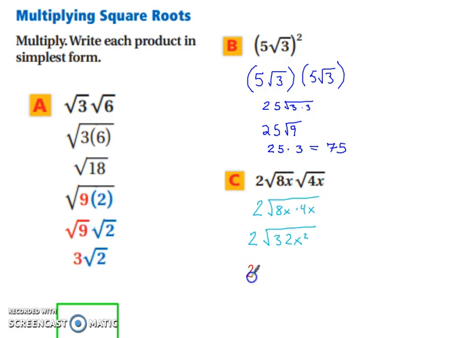So we have 2 still outside, but our 32 can break up into 16 and 2. So we have 16 times 2 times x squared. The square root of 16 is 4. And we can't do anything with the square root of 2, so it's going to stay underneath. However, the square root of x squared is x. So when we simplify what's outside, we have 8x square root 2.